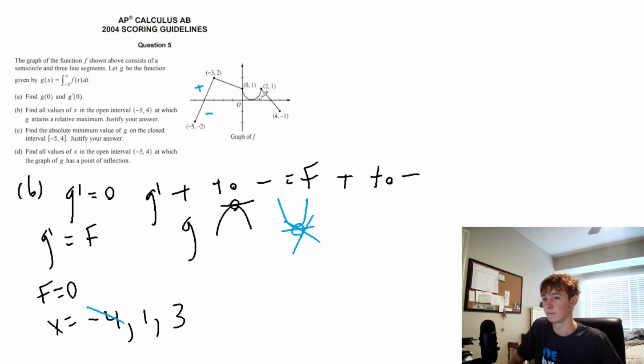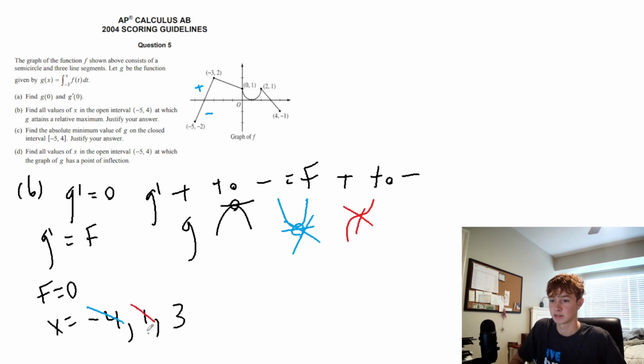Next, let's try 1. So x equals 1 is right here. Here, f changes from positive to positive, right? It doesn't cross the x-axis. It just stays positive. So that means g prime changes from positive to positive, or g just continues to increase, which is not what we're looking for. That's not a maximum. So we can cross out 1.